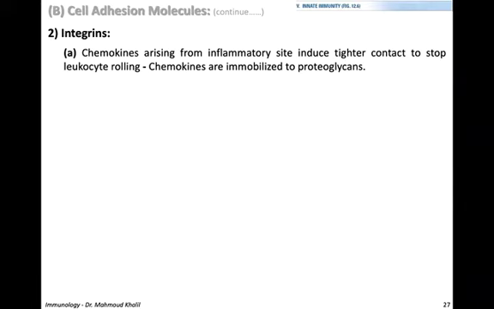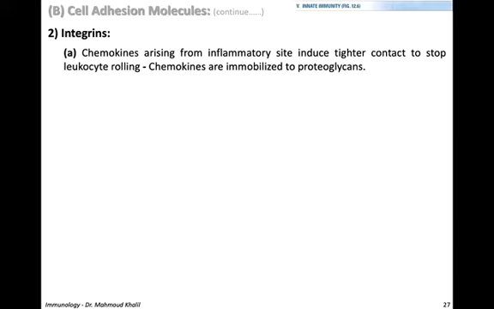So let's talk now about integrins. Integrins, together with chemokines, arise from the inflammatory site and induce a tighter contact to stop leukocyte rolling. If you remember from the first or second lecture, we have seen integrin, the last complex that binds to the neutrophils or the leukocyte before extravasation.